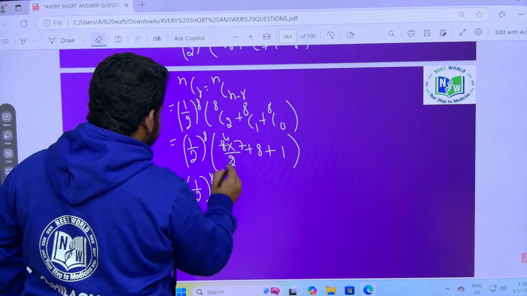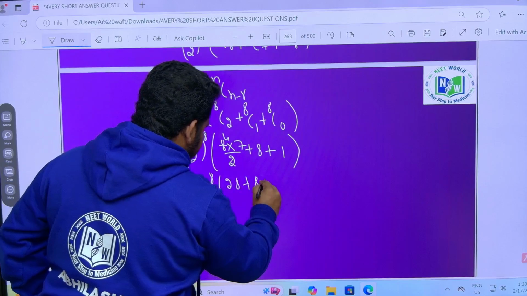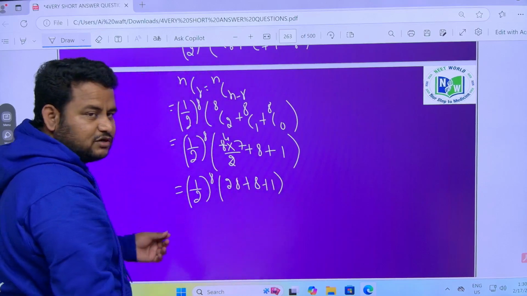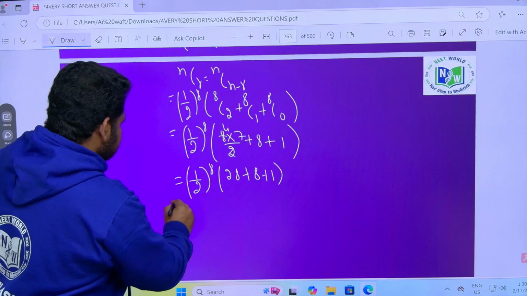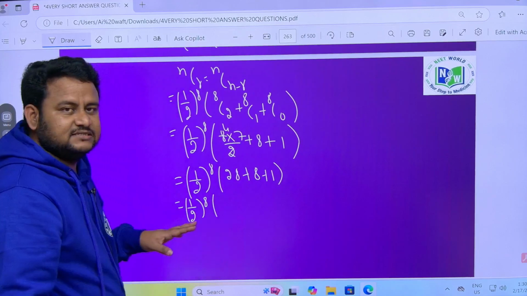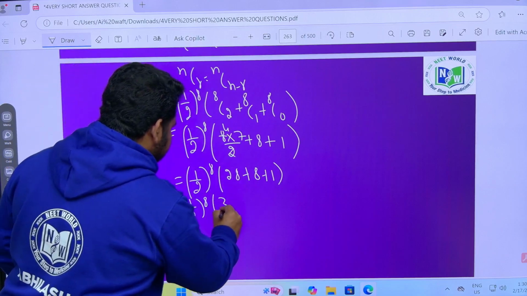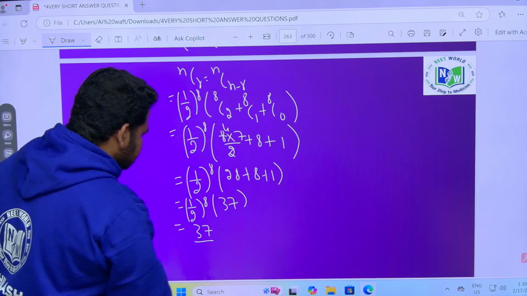Let us write it. 7 4s are 28 plus 8 plus 1. So we will get 1 by 2 to the power of 8, times 28 plus 8 plus 1. 28 plus 8 is 36, 36 plus 1 is 37. So 37 divided by 2 to the power of 8.